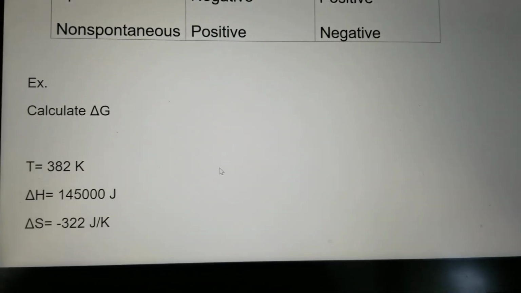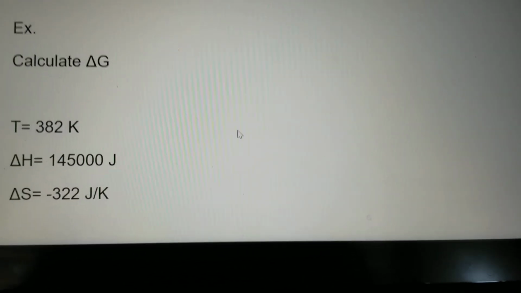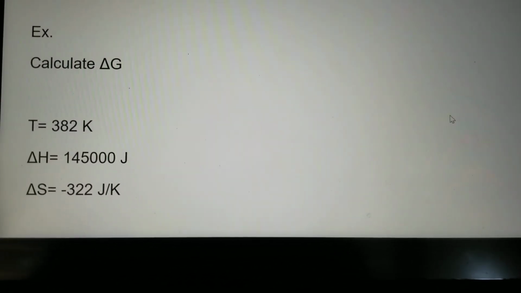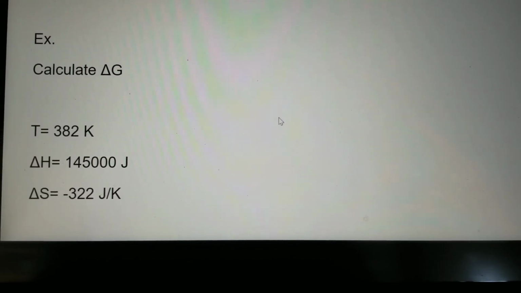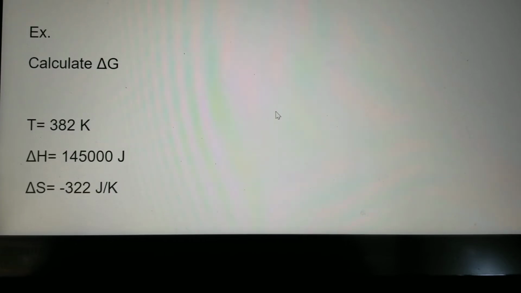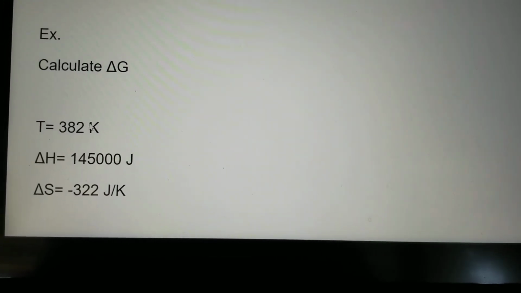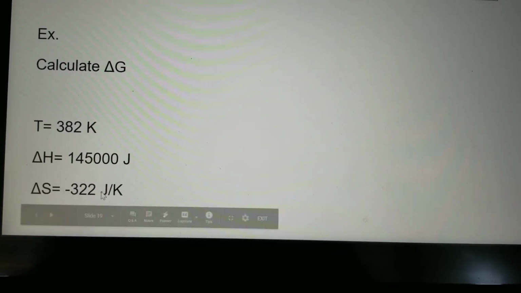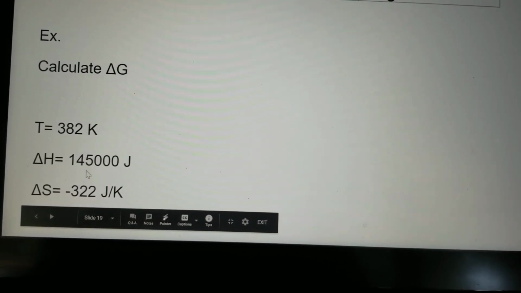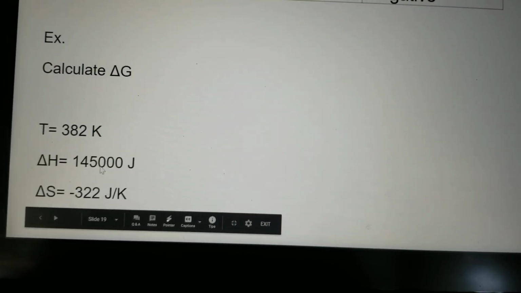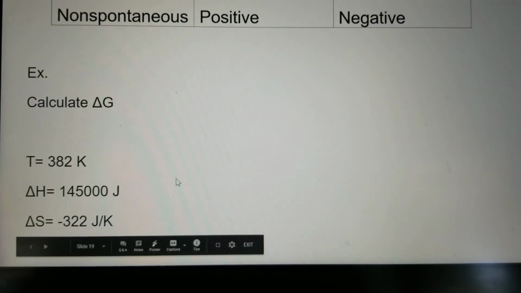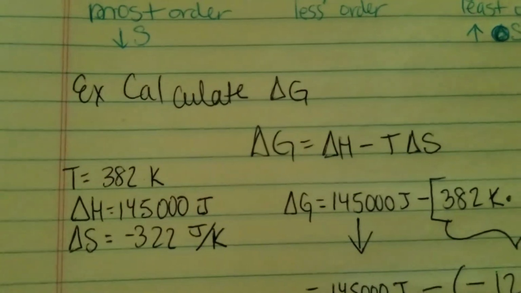Very clear. So here's the example, and you should have left some space in your notes. This is the last thing you wrote. So this is where you're going to do this example. We want to calculate delta G, and we are given these three values: the temperature, the delta H, and the delta S. Since you have these three values, all you have to do is plug them into the formula.